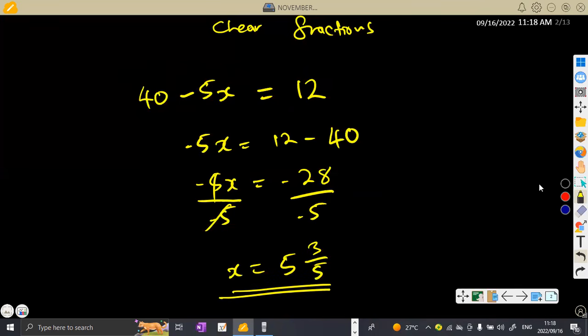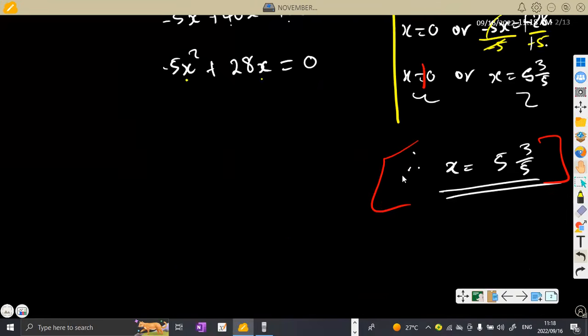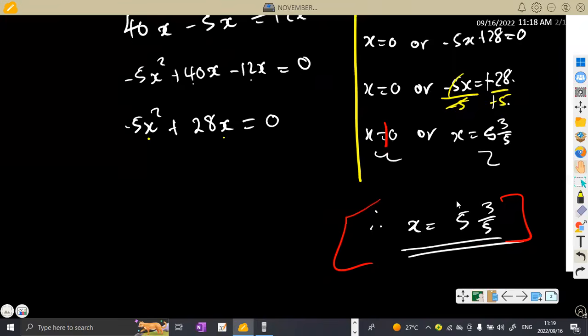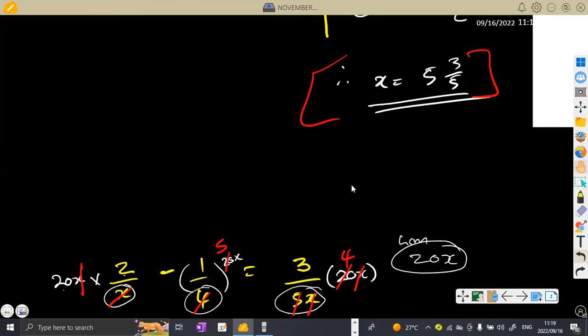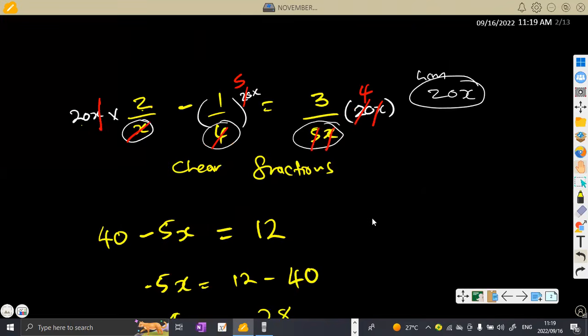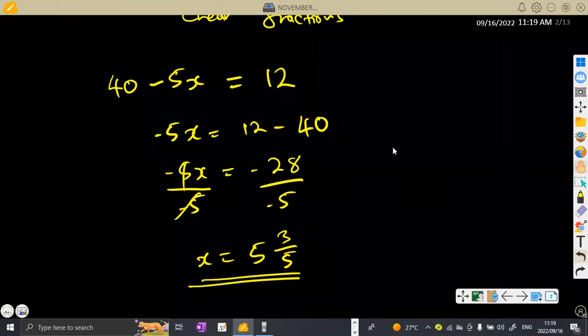So as you can see, you're getting the same answer, just like what we got here, 5 and 3 over 5, which is the one that we got on this part. So you have to analyze your questions. What am I going to use, and which method is the best for that? Okay, so that was actually what we had in this case. So our x was 5 and 3 over 5.